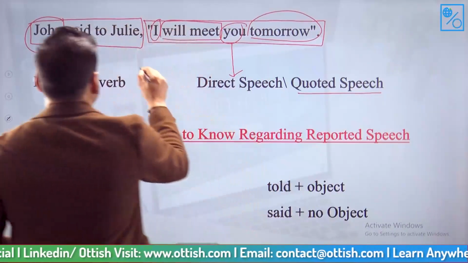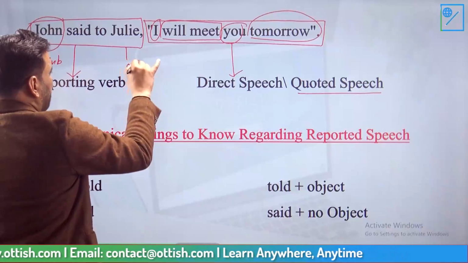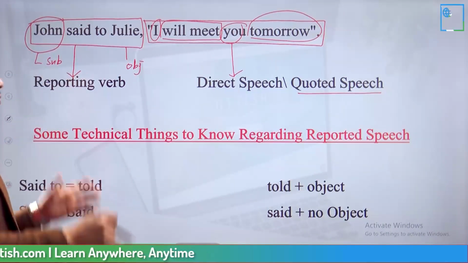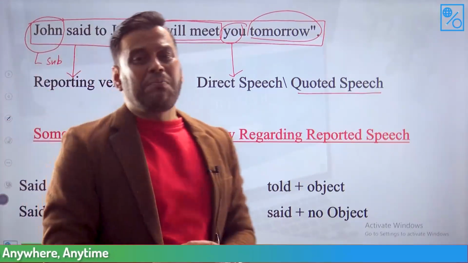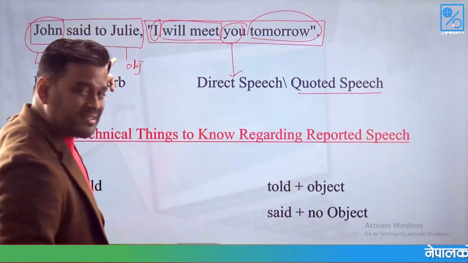And Julie. So Julie is the object. Okay? So Julie is the object of reporting verb. Reporting verb को object मा Julie हो. So whenever I say the object of reporting verb, you have to understand this.